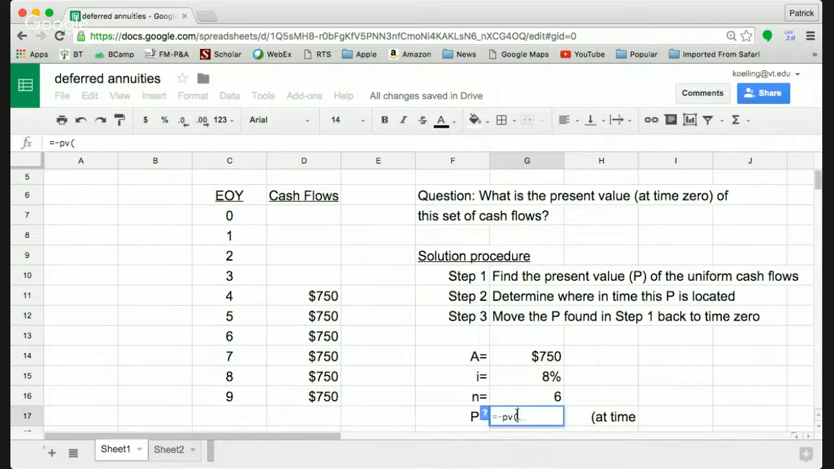And the first argument is the interest rate, 8%. The second argument is the number of years, 6, or the number of uniform cash flows, or 6 of those. The third argument in the PV function is the annual uniform cash flow, and that's $750 here. There are more arguments in the PV function, but we don't need those, so I will just close that out, and we'll see what the present value is.